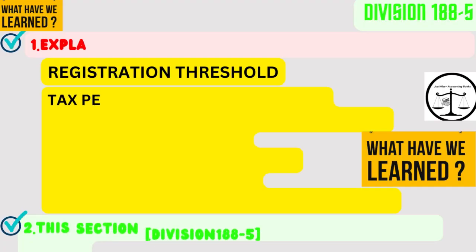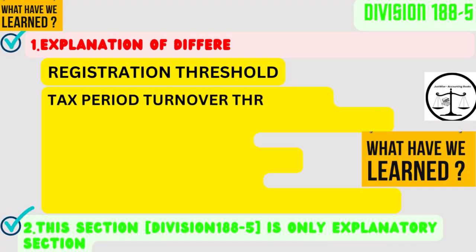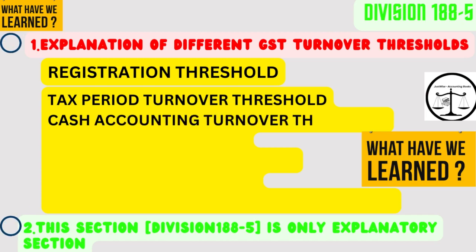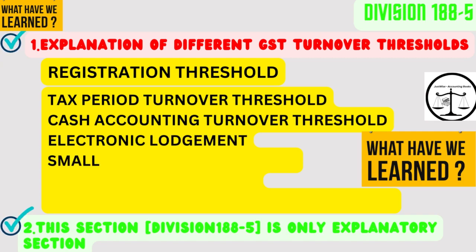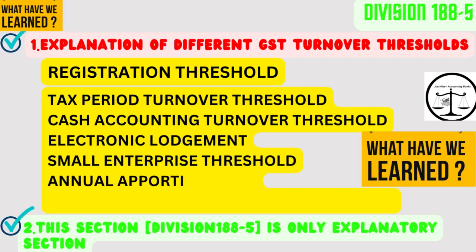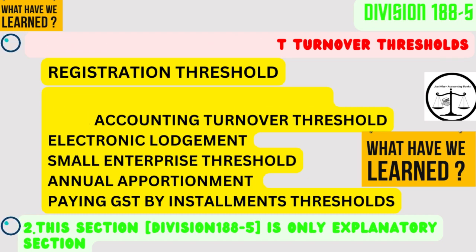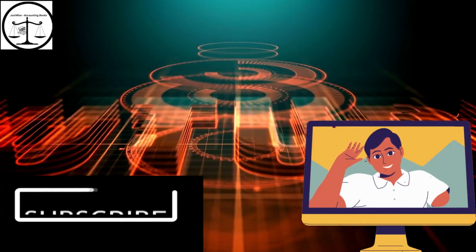Friends, let's have a quick look at what we learned so far from Division 188-5. We have learned the requirements for registering for GST, choosing monthly tax periods, the cash accounting option, electronic lodgement of GST threshold, the meaning of small enterprise for GST purposes, requirements for annual apportionments and choosing to pay GST by installments. This section is just an explanatory section. There will be more in-depth discussion about these subjects in future videos.